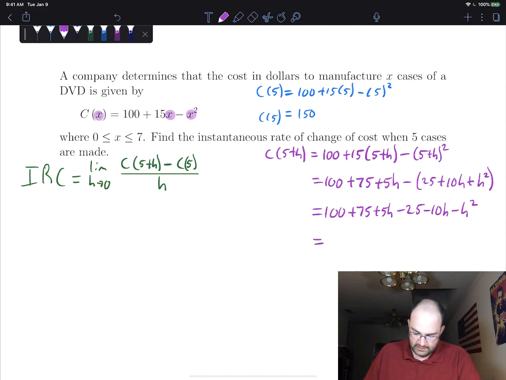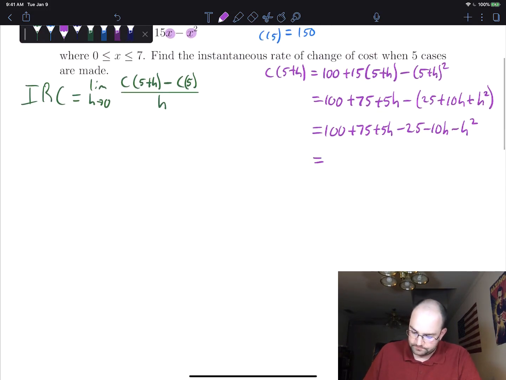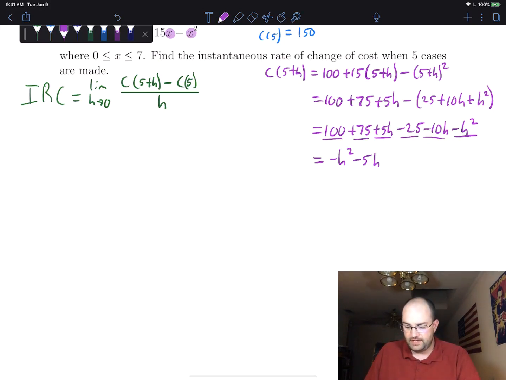Awesome. And then, of course, just combine like terms. So we have the negative h squared. Negative 10h plus 5h is negative 5h. Then 100 plus 75 is 175, minus 25 is 150. So plus 150. And again, this is the same as that. Good deal.